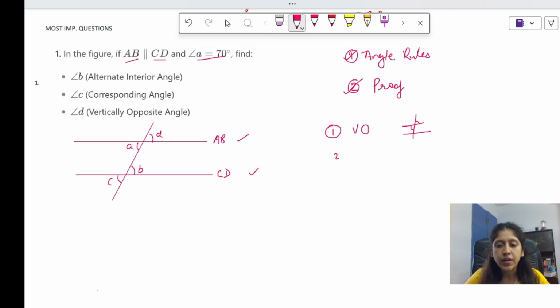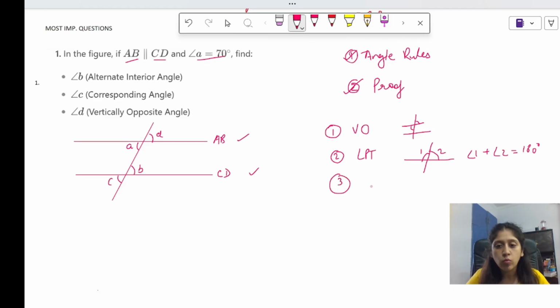The second concept we did was the linear pair theorem. What is the linear pair theorem? If we have a line and a transversal, we have an angle, for example angle 1, and angle 2, then angle 1 plus angle 2 will be 180 degrees. The sum of two angles which form a straight line is 180 degrees. I hope this concept is clear to everybody.